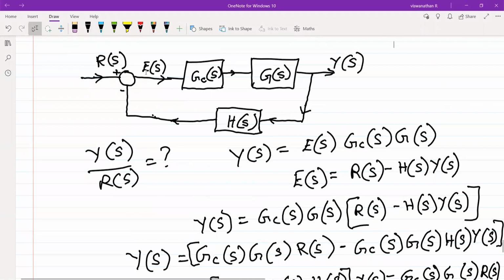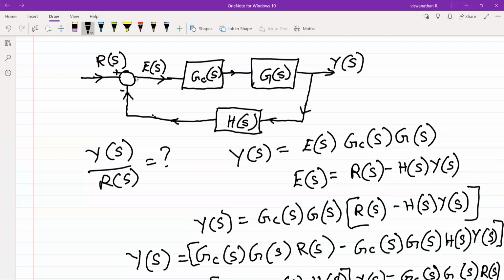See, E(s) is nothing but this is the comparator. Okay, so this is the comparator. R(s) is here, and H(s) into Y(s) is here. This is what you see over here. Over here comes the H(s) into Y(s). Is it clear? Yes, sir. So R(s) minus H(s) into Y(s) will give you E(s).